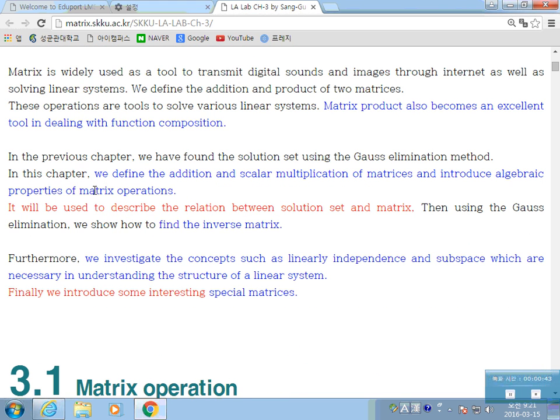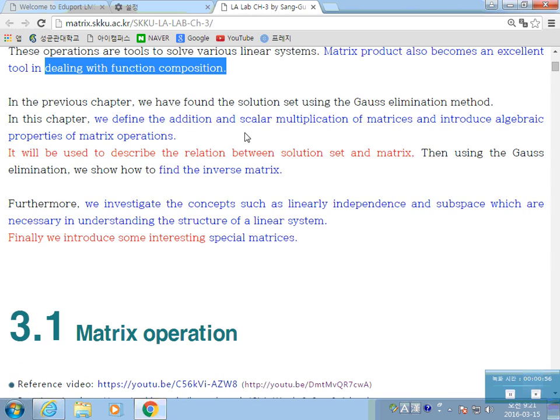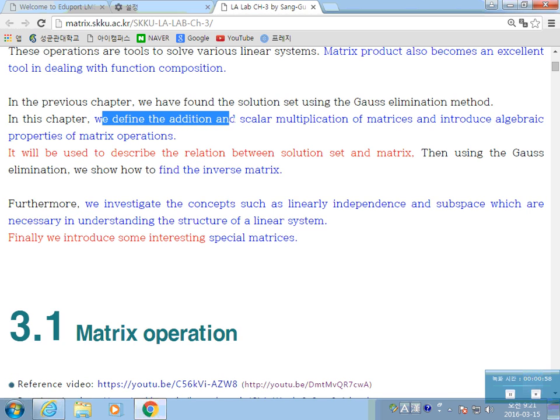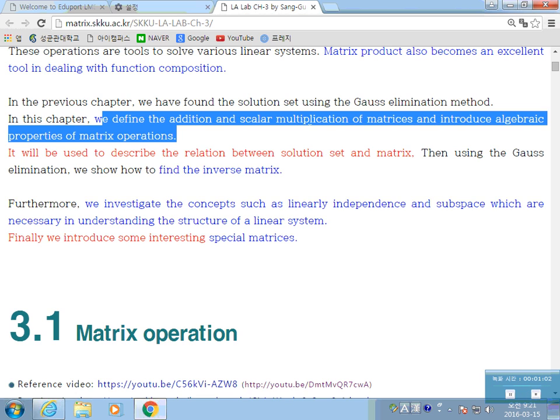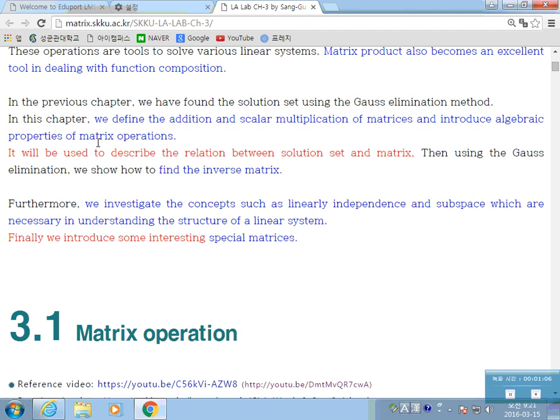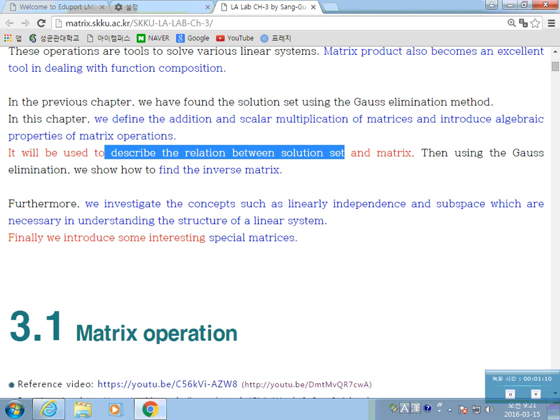Okay, here. We will define the matrix product here, and this also becomes an excellent tool in dealing with the composition of functions. We define addition and scalar multiplication of matrices and introduce algebraic properties of matrix operations. It will be used to describe the relation between the solution set and the matrix.